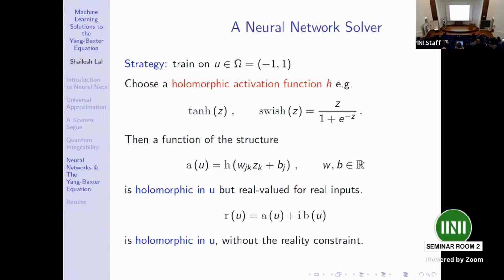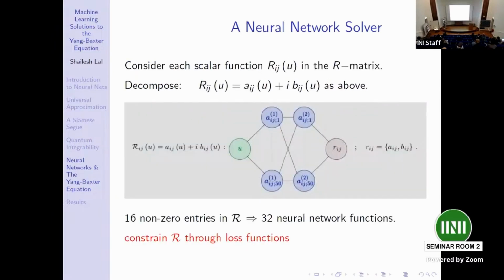Can you approximate any holomorphic function within the basic class? Yes, I think so. Essentially, you take a holomorphic function and restrict it to the real line. That breaks up into real and imaginary parts. These are the real and imaginary parts of the holomorphic function when restricted to the real line, but they separately analytically continue into the complex plane. So we just do that, but now for the R matrix.